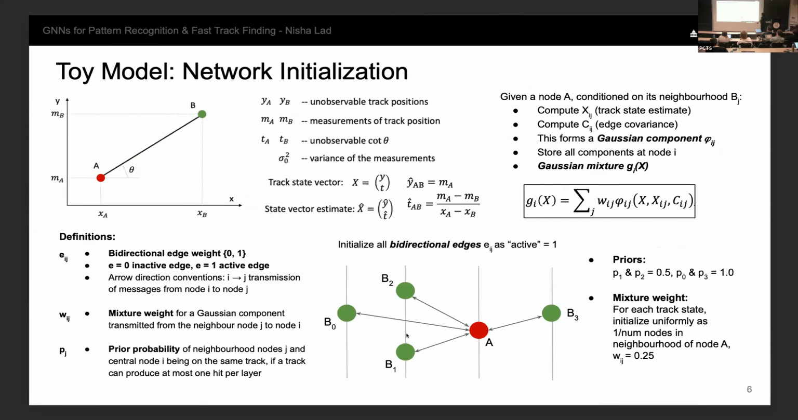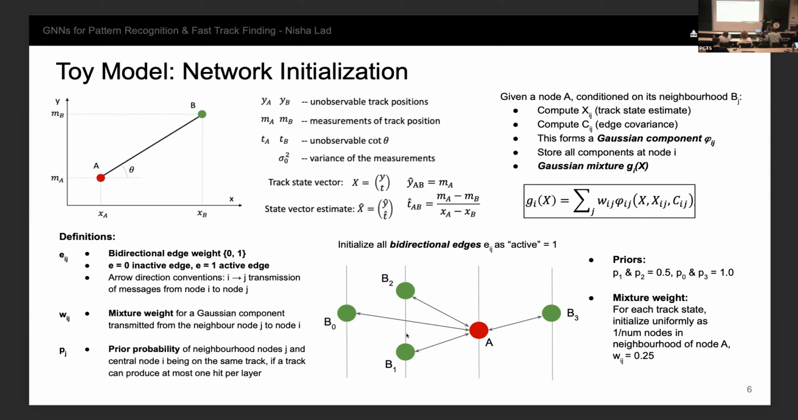So how do we initialize our network? We start off by looking at the 2D network and extracting straight line tracks. So given a node A conditioned on its neighborhood of node B, we form our track state vector X, which is made up of just the measurement Y and the track inclination T. So we just look at the position of node A and in the direction of the next one, where it's literally just dy by dx. So this forms our track state vector, and then we derive our covariance from this as well.